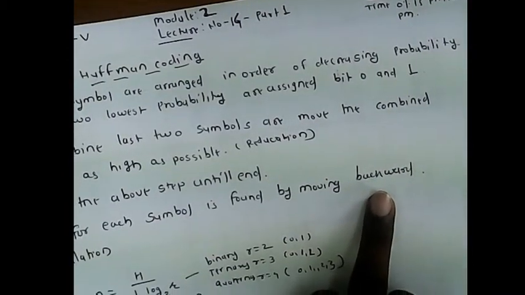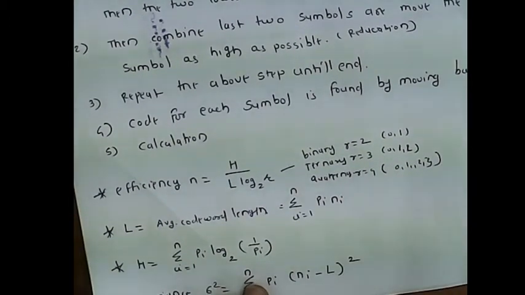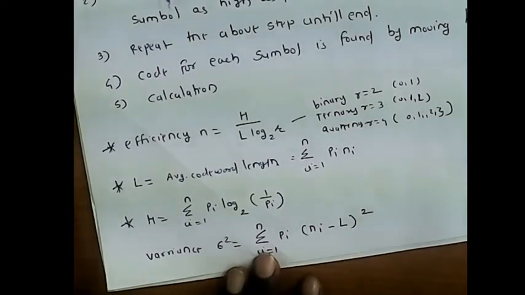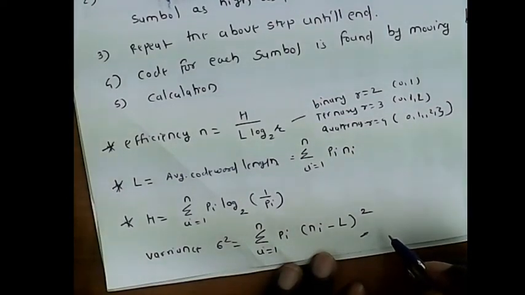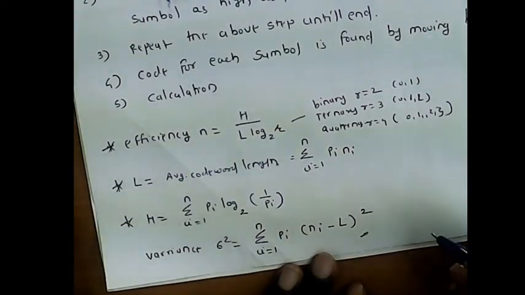We can follow the backward path and then calculate the Huffman coding source efficiency, the average code word length, and the variance. There is a new term here. This variance defines how efficient the code is. Variance represents the efficiency of the code: the lower the variance, the higher the efficiency; the higher the variance, the lower the efficiency of the code.